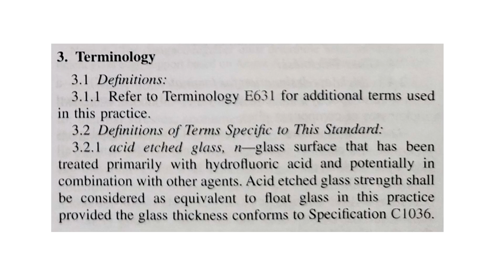3.2, definitions of terms specific to the standard. Okay, so here we go. 3.2.1, acid etched: glass surface that has been treated primarily with a hydrofluoric acid and potentially in combination with other agents. Acid etched glass strength shall be considered as equivalent to float glass. All right. Acid etched glass is going to be considered the same as float glass in this practice, provided the glass thickness conforms to the specifications in C1036. Okay, so C1036 is the glass thickness specification.